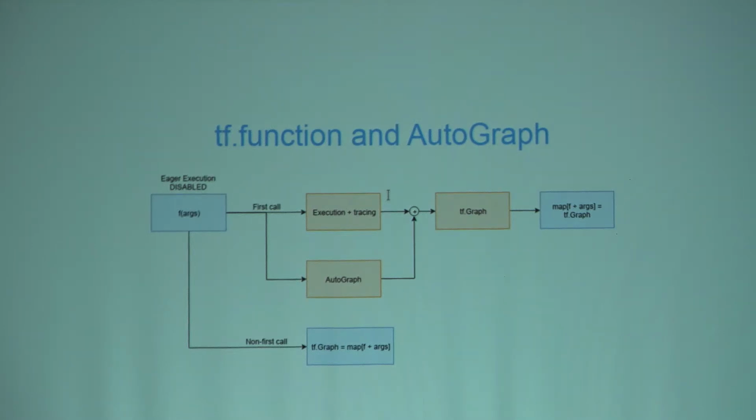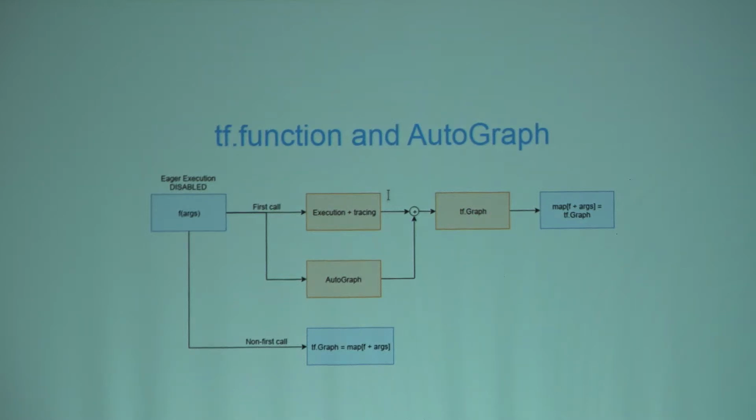But at the same time, the AutoGraph module comes in and starts converting the if statement, the for statement, the assert, the while loops, and so on, to the respective tf operation that corresponds to the statement in Python. Then we merge these two parts and we create the graph, the old and lovely tf.Graph representation.